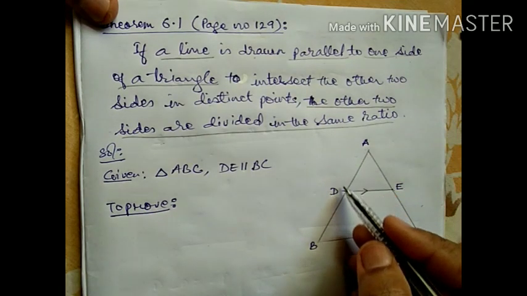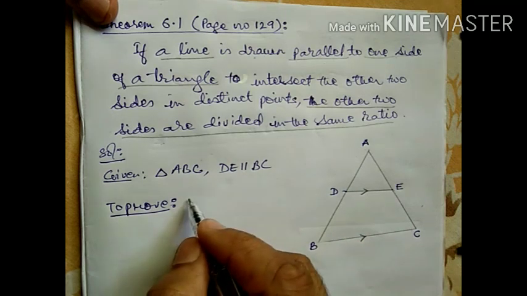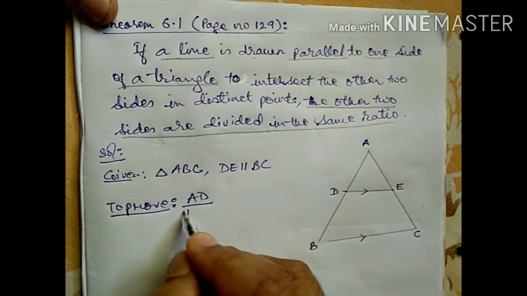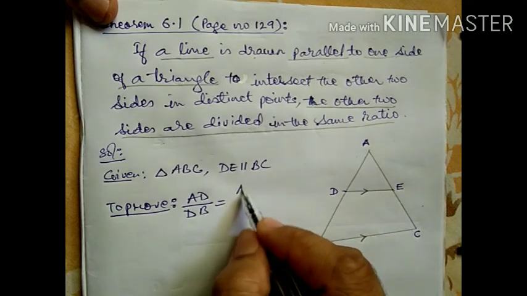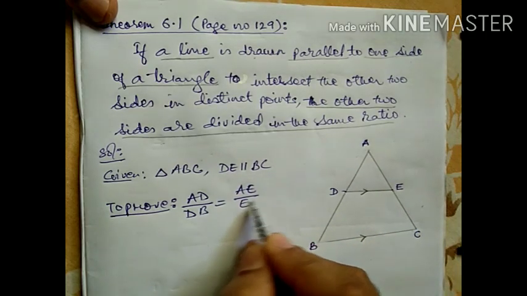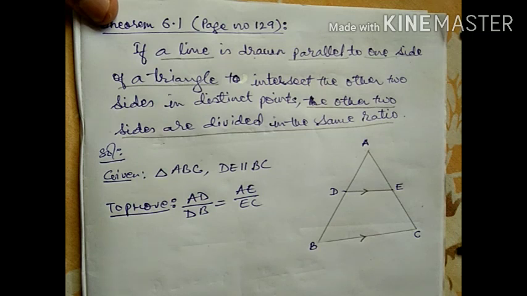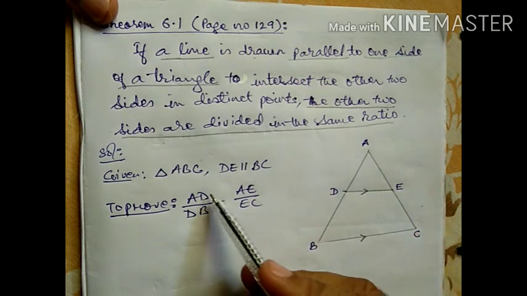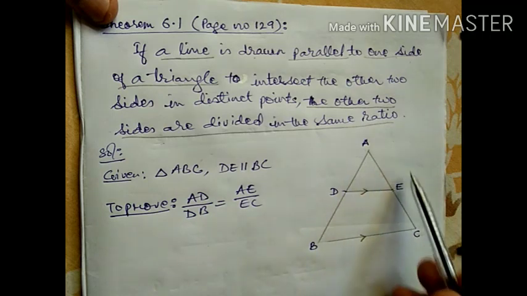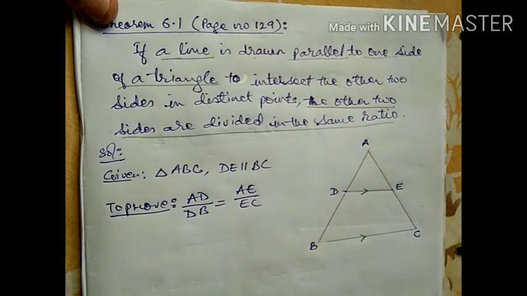That means AD by DB equal to AE by EC. That is called divided in the same ratio. That means the value of AD by DB will be how much? Maybe 1 by 3. Like that, AE by EC will also be 1 by 3. Just for example, 1 by 3. It could be say any other value. Okay, so the ratio must be same.